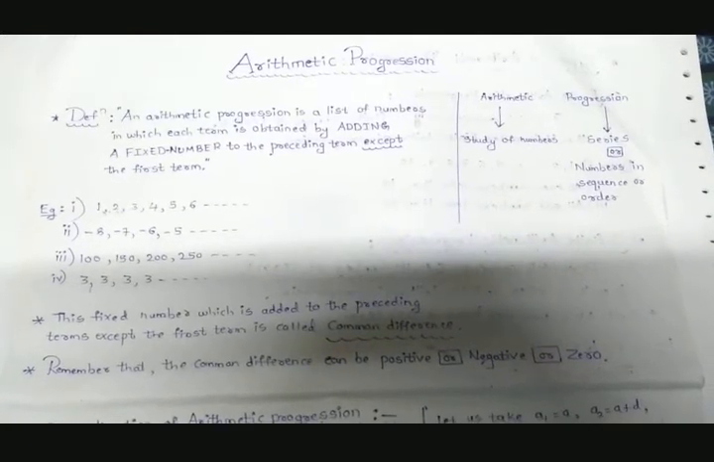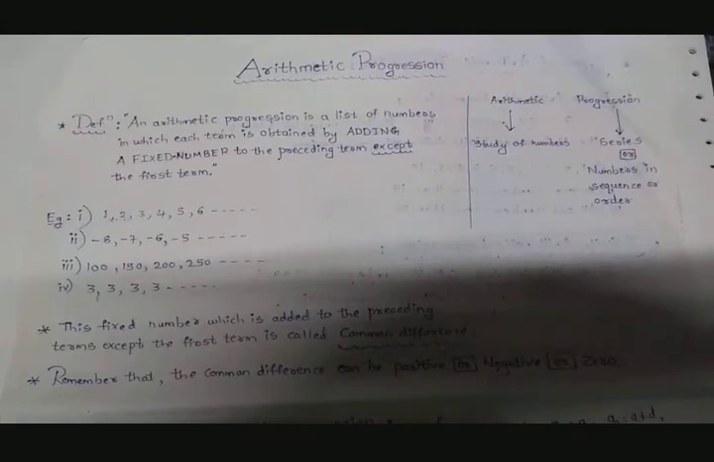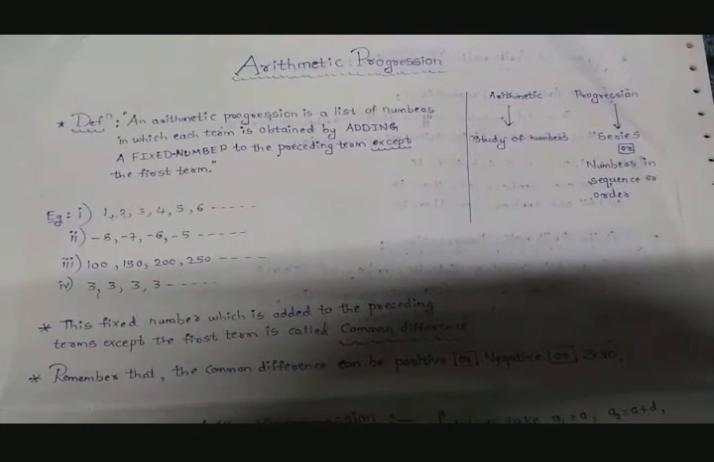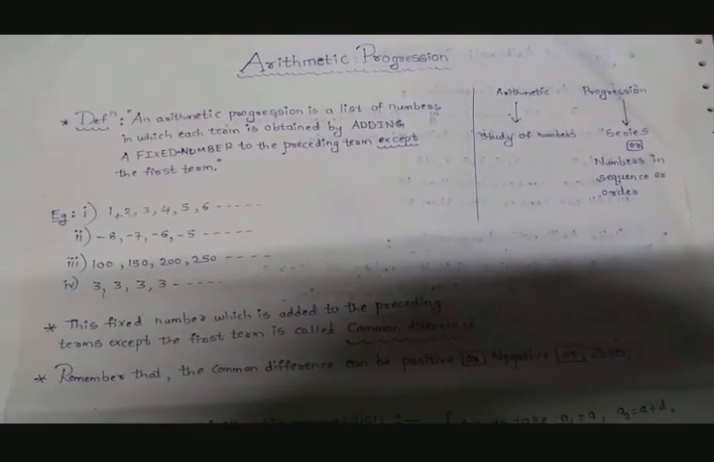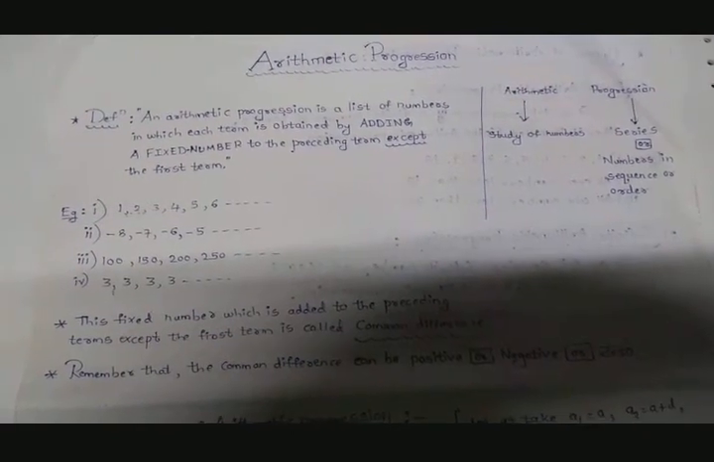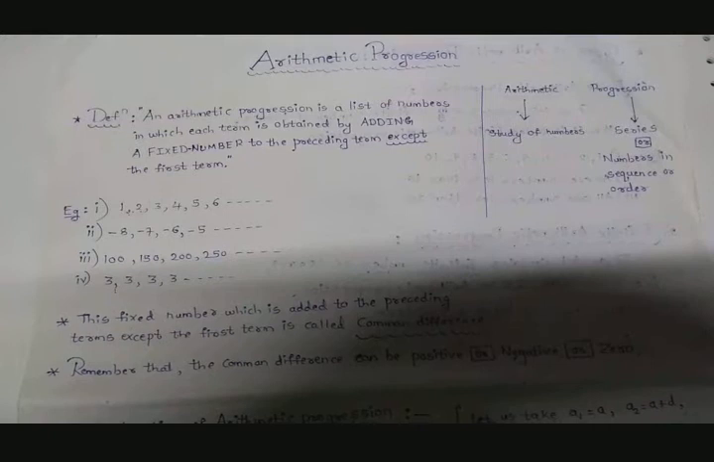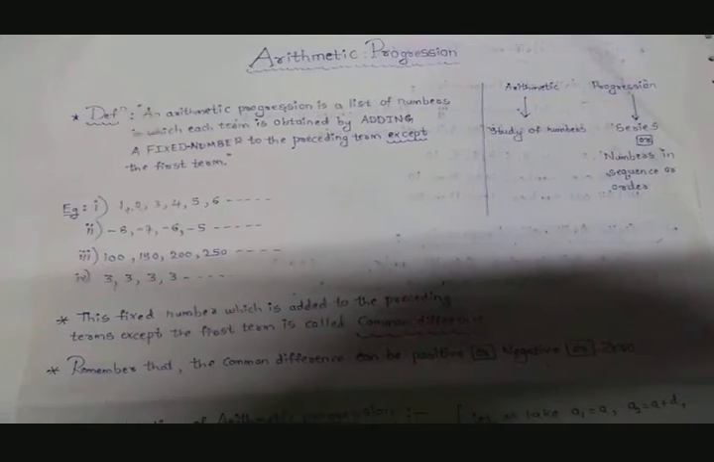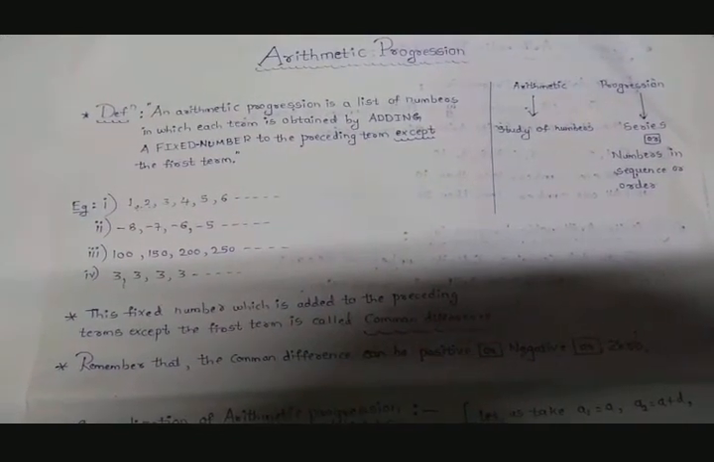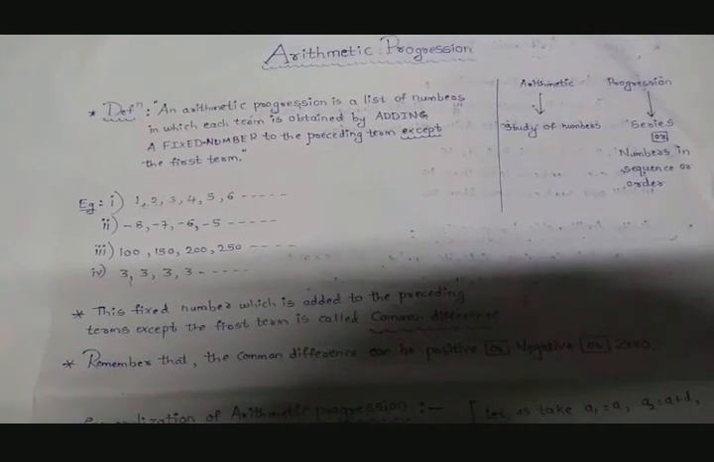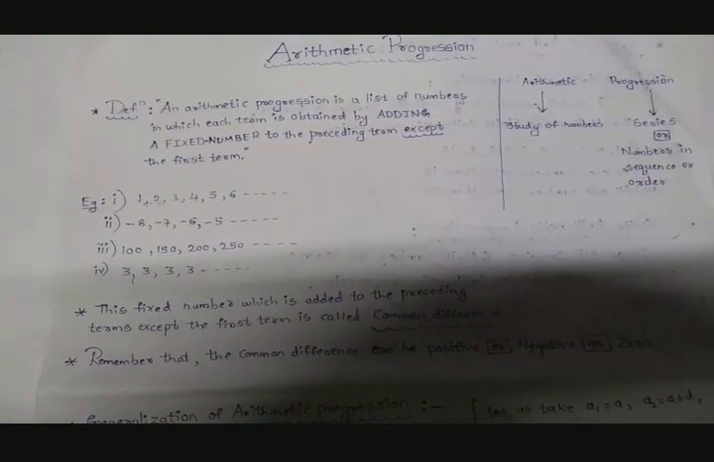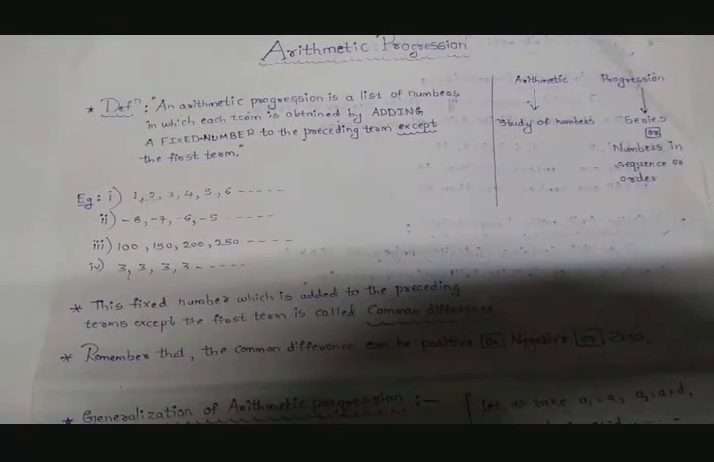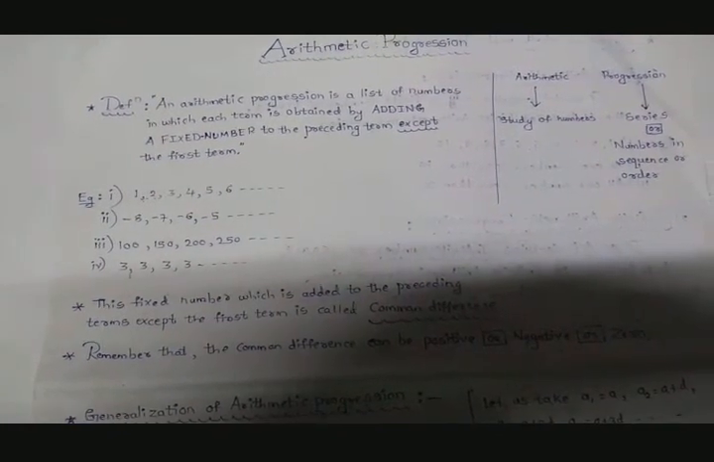So basically, as you know, arithmetic is nothing but the study of numbers, and progression is nothing but a series of numbers in sequence or order. So basically, an arithmetic progression is a list of numbers in which each term is obtained by adding a fixed number to the preceding term except the first term. So it is a sequence, that is an arrangement of numbers in which each term is obtained by adding a fixed number to the preceding term. Preceding term is nothing but the previous term except the first term.